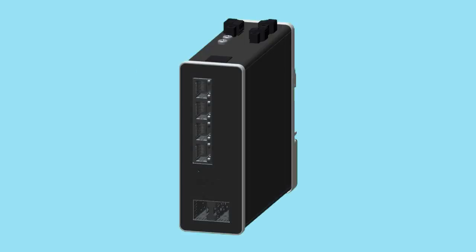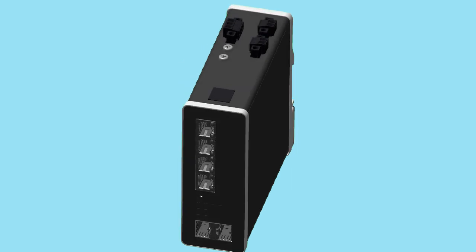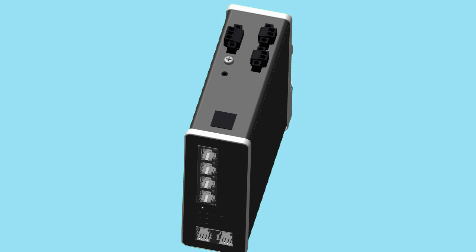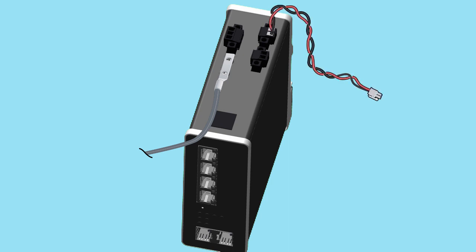Let's get started setting up your IE1000. Prior to powering up the switch, secure the ground wire using the supplied lug. Once the ground lug is secured, supply the power switch with power using the supplied connector or connectors.